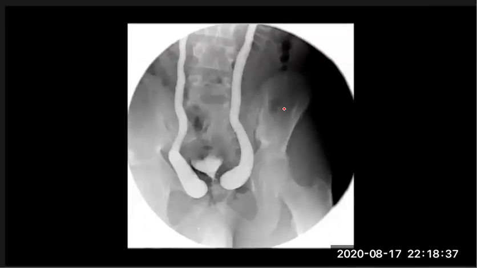Neurogenic bladder with bilateral reflux. Posterior urethral valve. Bilateral urethrocoel, it is very simple. Cobra head appearance, bilateral. And this is the post evacuation film of the IVU, and you see bilateral urethrocoel.